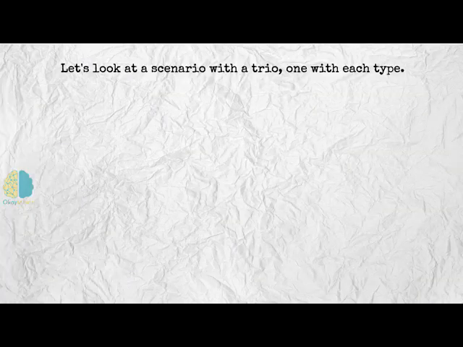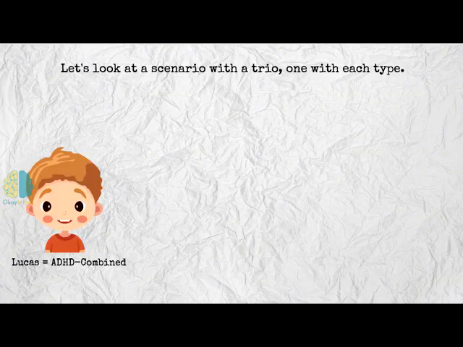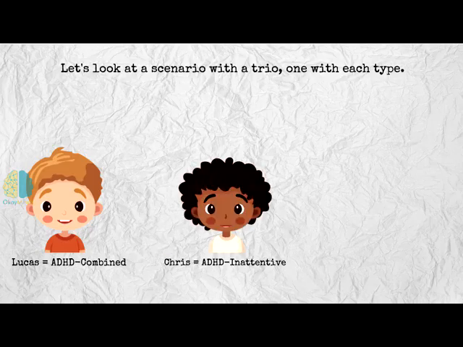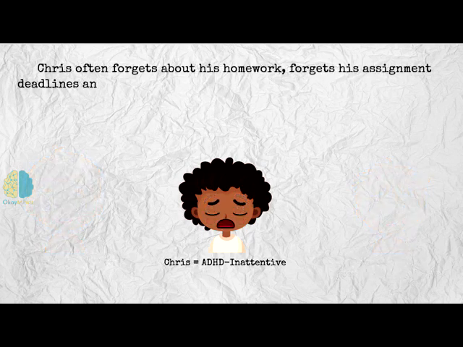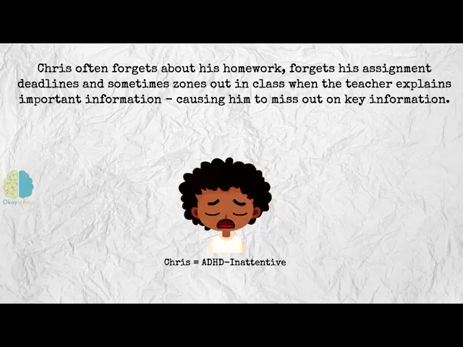Let's look at a scenario with a trio, one with each type. Lucas here has ADHD-C, Chris with ADHD-I, and Raven with ADHD-HI. All 3 of them study in the same class and have the following remarks from their teacher. Chris often forgets about his homework, forgets his assignment deadlines, and sometimes zones out in class when the teacher explains important information, causing him to miss out on key information.